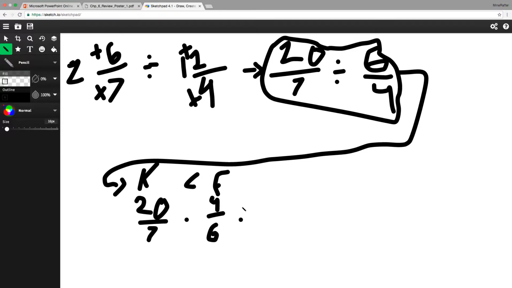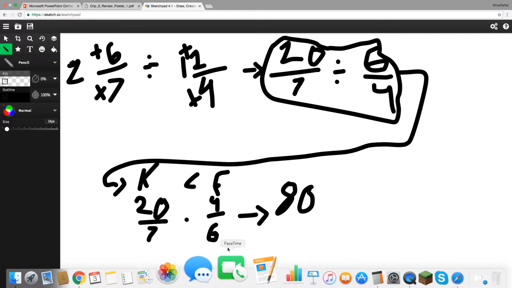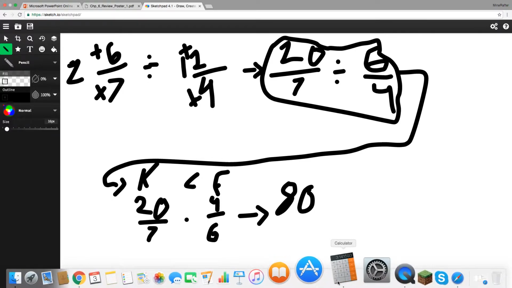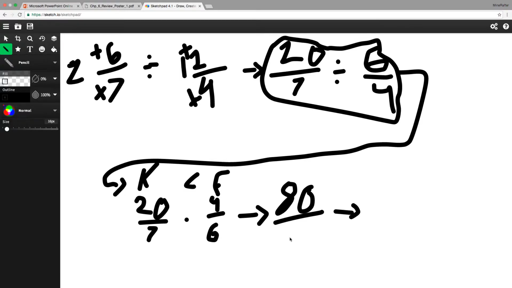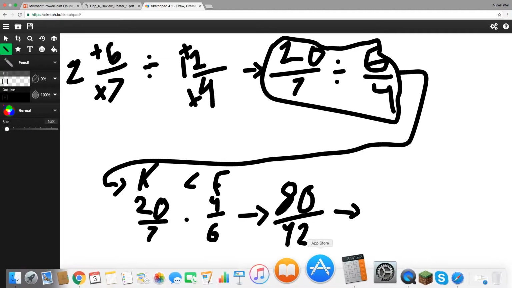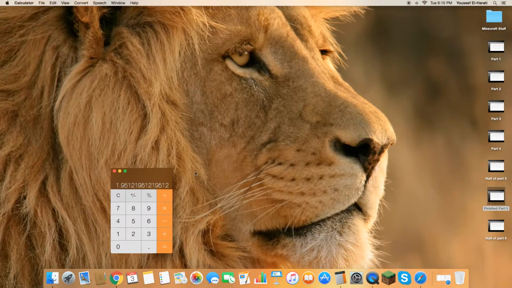So now we just multiply this. So 20 times 4 will be 80. So put the 80 on the top. And then the 7 times the 6, let me see, 7 times 6 is 42. So we put the 42, something happened, but we put the 80 over 42, and then what we do there is we divide it, and when we divide it we get this.